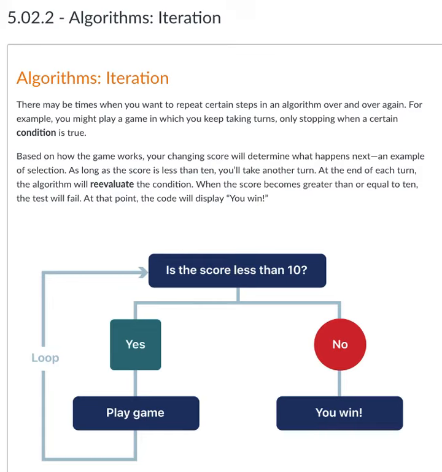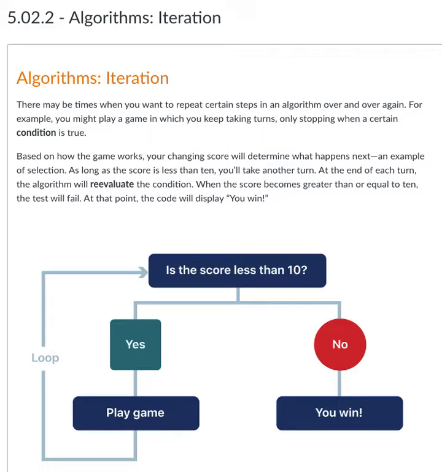Algorithms. Iteration. There may be times when you want to repeat certain steps in an algorithm over and over again. For example, you might play a game in which you keep taking turns, only stopping when a certain condition is true. Based on how the game works, your changing score will determine what happens next. An example of selection: as long as the score is less than 10, you take another turn.